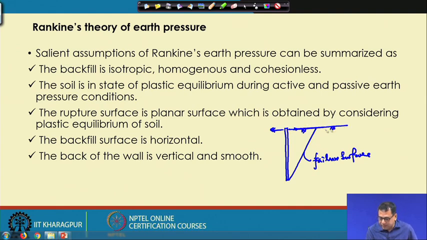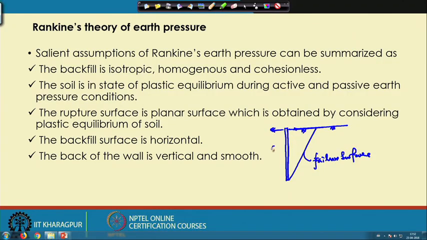This is the backfill, which is perfectly horizontal, and the wall is smooth and vertical. So this is the wall, which is also perfectly vertical, and it is smooth. Smooth means the friction between the soil and the wall is 0, so here the delta value is equal to 0. Delta is the friction between the soil and the wall, so that is also assumed as 0.